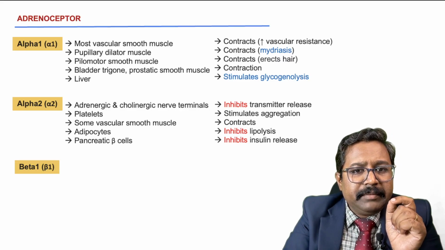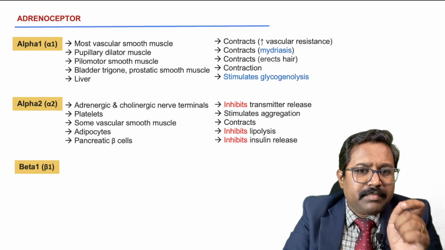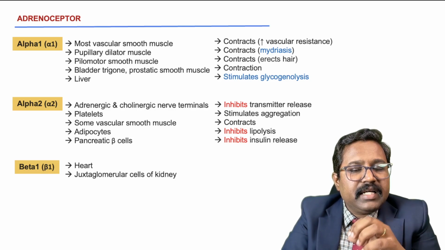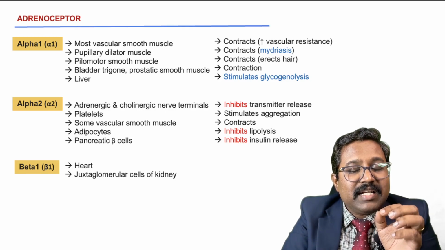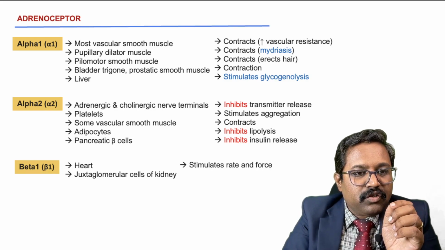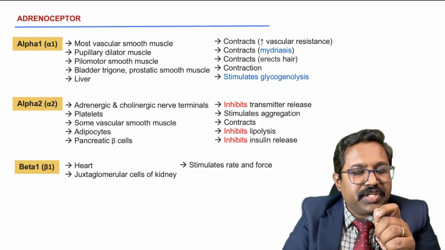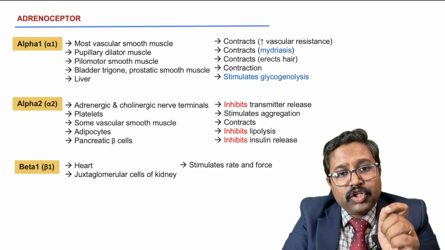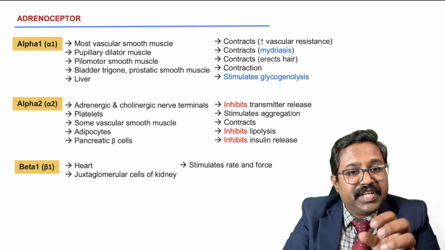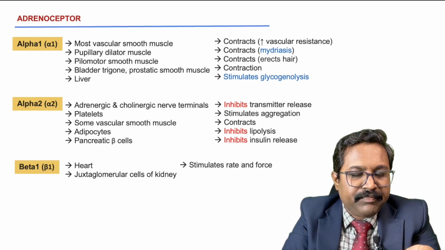And what about the beta 1? Moving on to the beta 1 receptor locations, beta 1 receptors are present in the heart, and they are present in the juxtaglomerular cells of the renal system or the kidney. Activation of the beta 1 in the myocardial cells leads to stimulation of the myocardial fibers, leading to the contraction of the myocardium, leading to an increase in the heart rate, an increase in the force of contraction, and an increase in the conduction capacity.